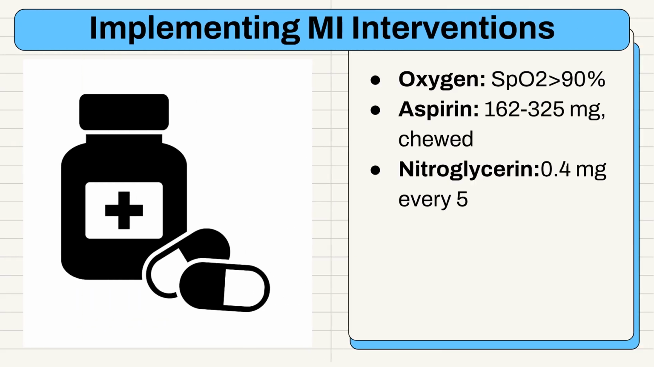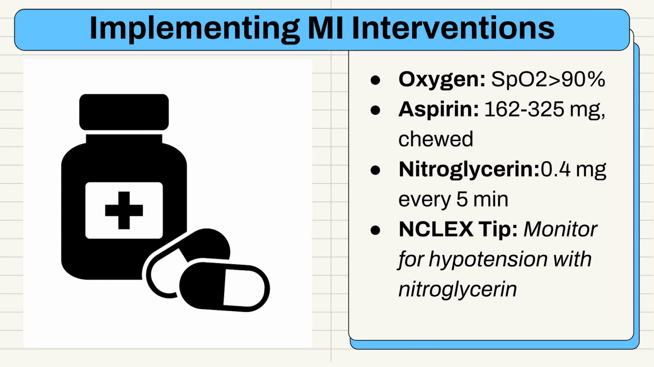Now, implementation. Nurses act fast. Administer supplemental oxygen to keep SpO2 above 90%. Give aspirin, 162 to 325 milligrams, chewed, for antiplatelet effects, and sublingual nitroglycerin, 0.4 milligrams every 5 minutes, up to 3 doses, for vasodilation. Start IV morphine, 2 to 4 milligrams, for pain if needed.